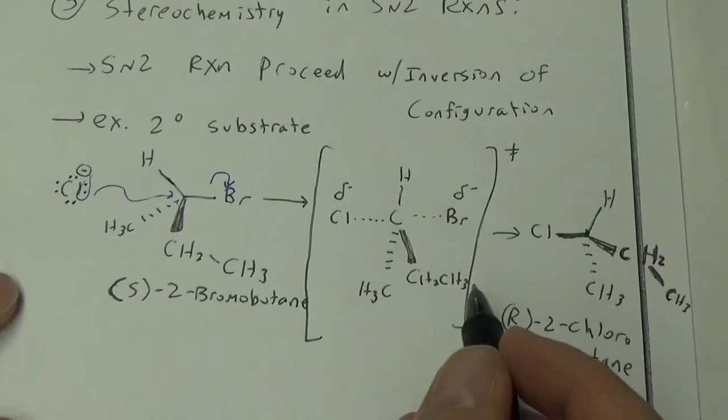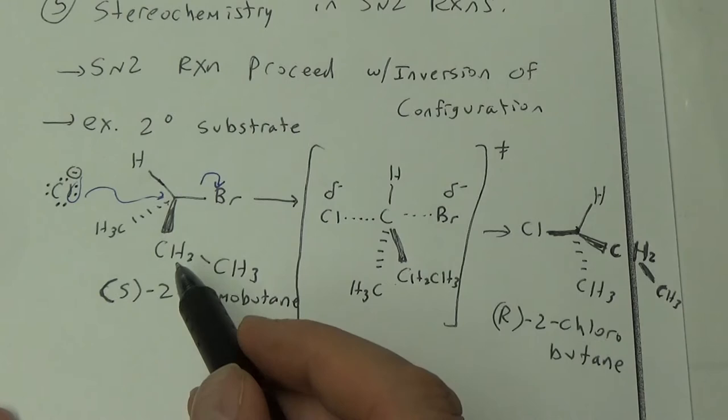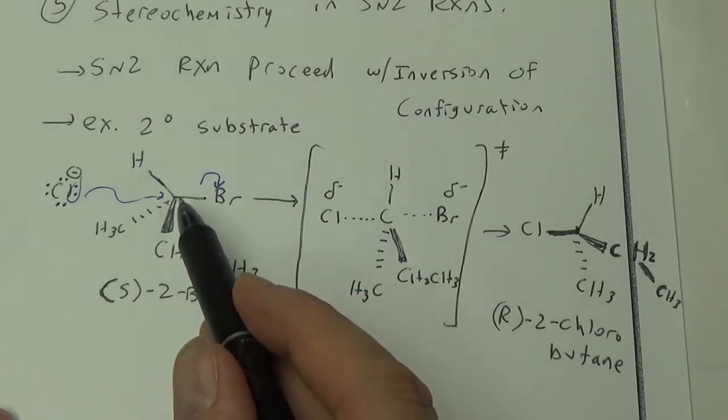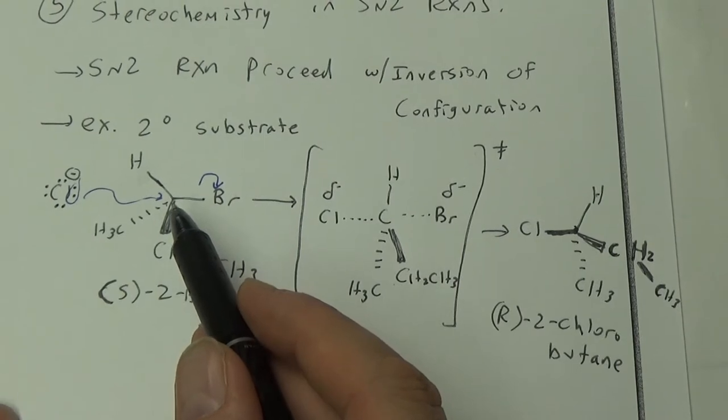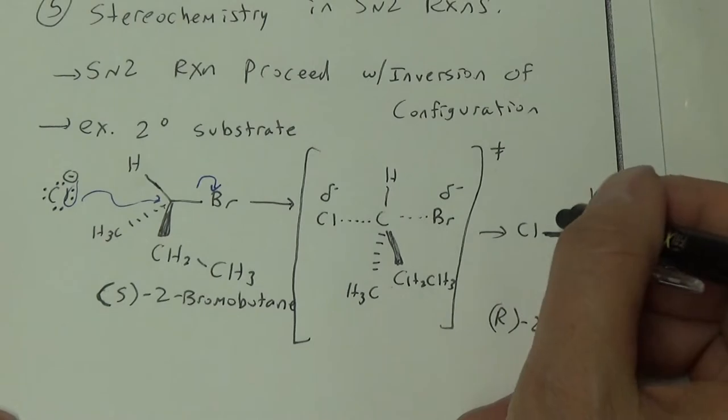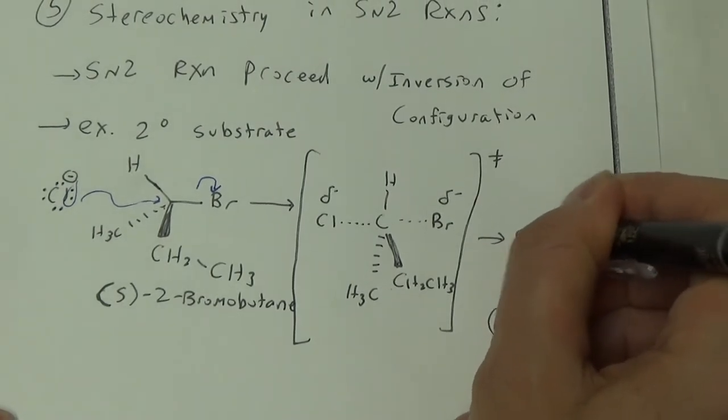And with a secondary substrate with chirality and a leaving group, that's a chiral carbon, definitely. It's a chiral center. When I'm looking at this chloride, I don't want to make it seem like that's a wedge. That's just a line.